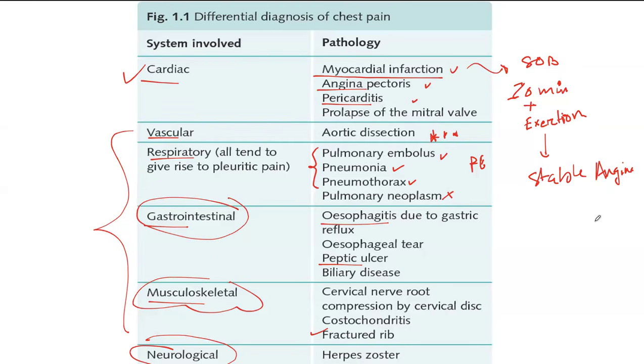Okay? If the pain doesn't get better, then it could be unstable angina, it could be myocardial infarction. We can only rule or differentiate between them by doing some test, which we will discuss later on.